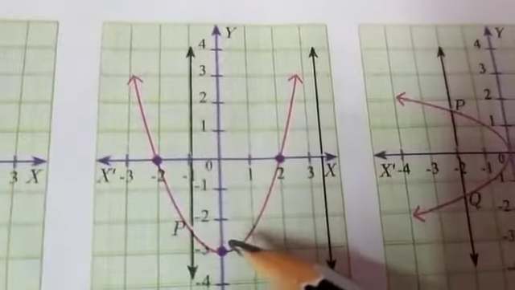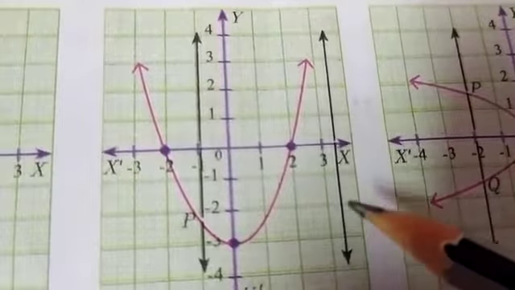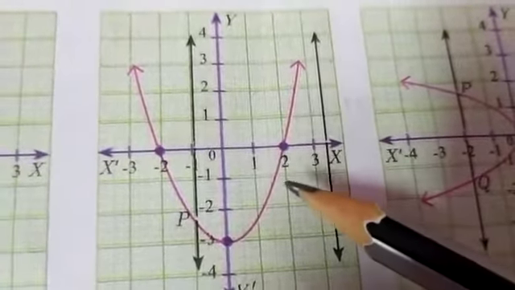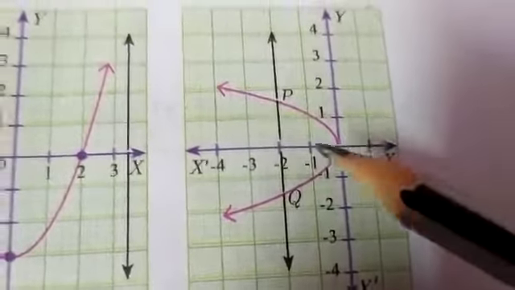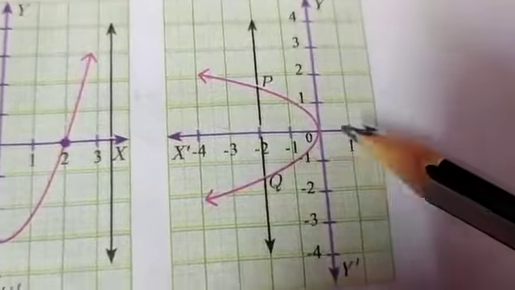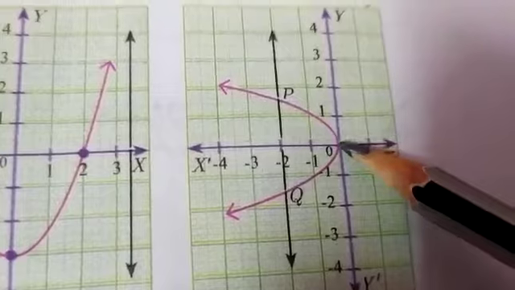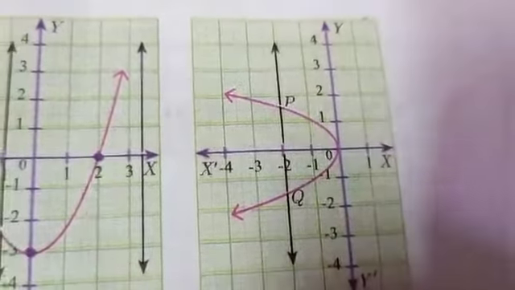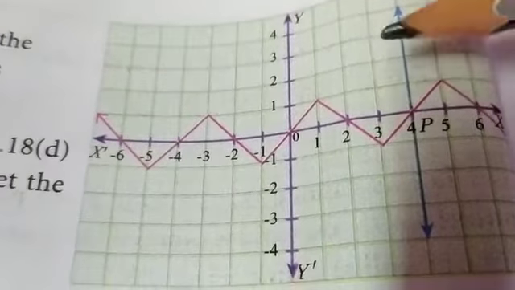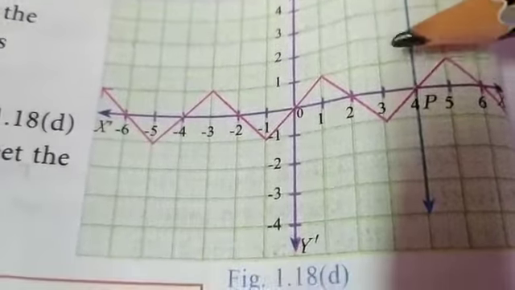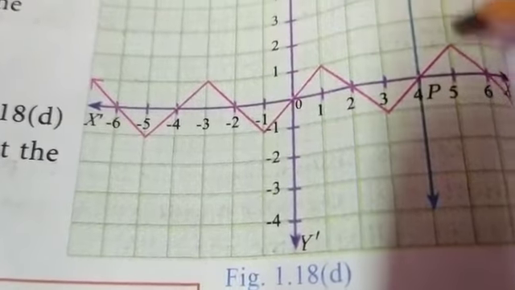And in the second graph, the vertical line is not at all touching the curve at any points. And in the third graph, the curve is touched by the vertical line at only one point, and this is this. So this graph is representing a function. And also in the fourth graph, the vertical line touches the curve at only one point. So this too is representing a function.